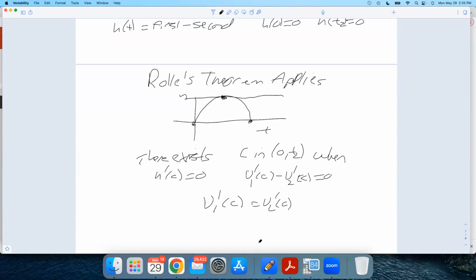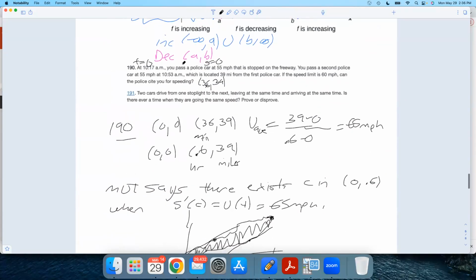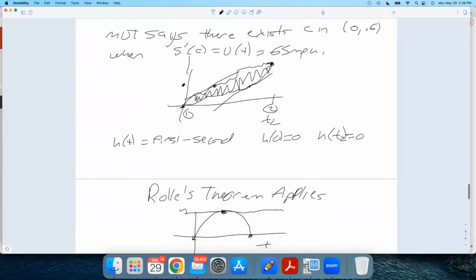Now, I keep using these words interchangeably. Keep in mind that speed and velocity mean different things. Velocity is a vector. It takes into account direction. Speed is the absolute value of velocity. So if the velocities are the same, the speeds will also be the same. So is there ever a time when they're going the same speed? Yes, there is. And the proof is through Rolle's theorem, which is a corollary to the mean value theorem. And that's a good place to stop.